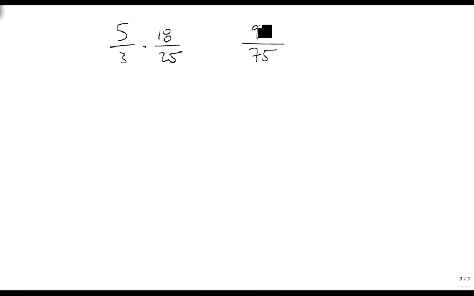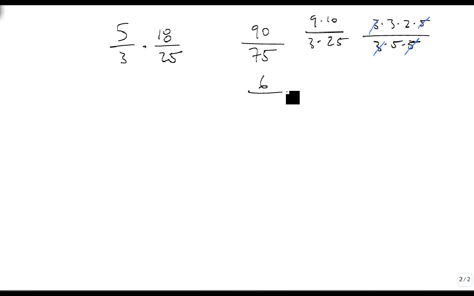90 is 9 times 10, and 75 is 3 times 25. Well, remember 9 is 3 times 3, times 2 times 5, over 3 times 5 times 5. Notice I have a 3 on top and on bottom, and a 5 on top and on bottom. So what I'm left with when I divide out those common factors is 3 times 2, or 6, over 5.